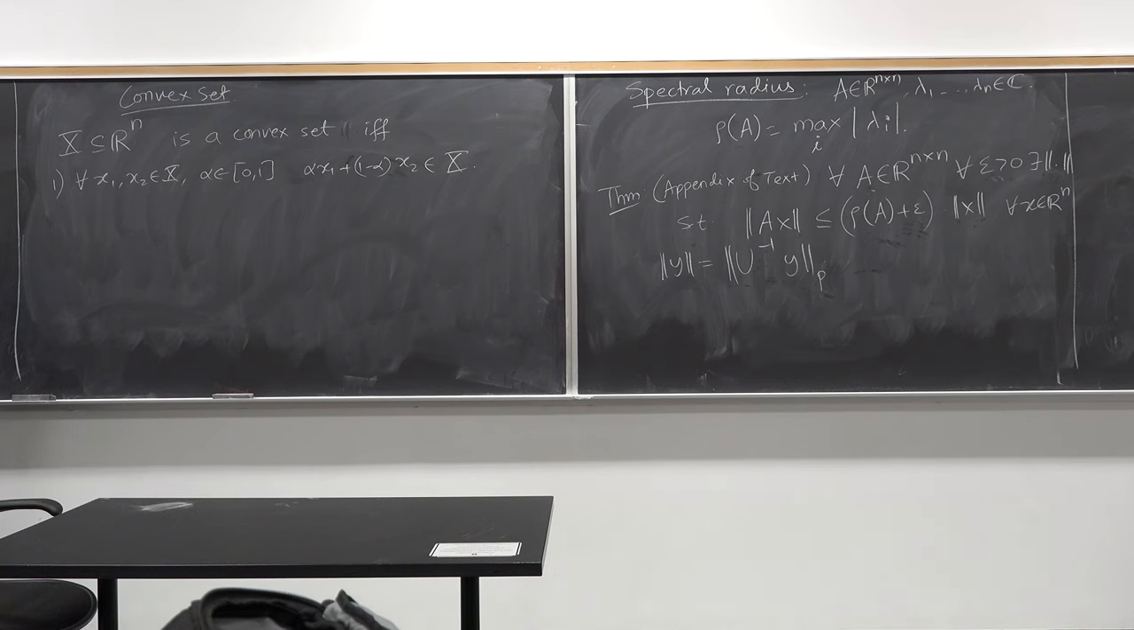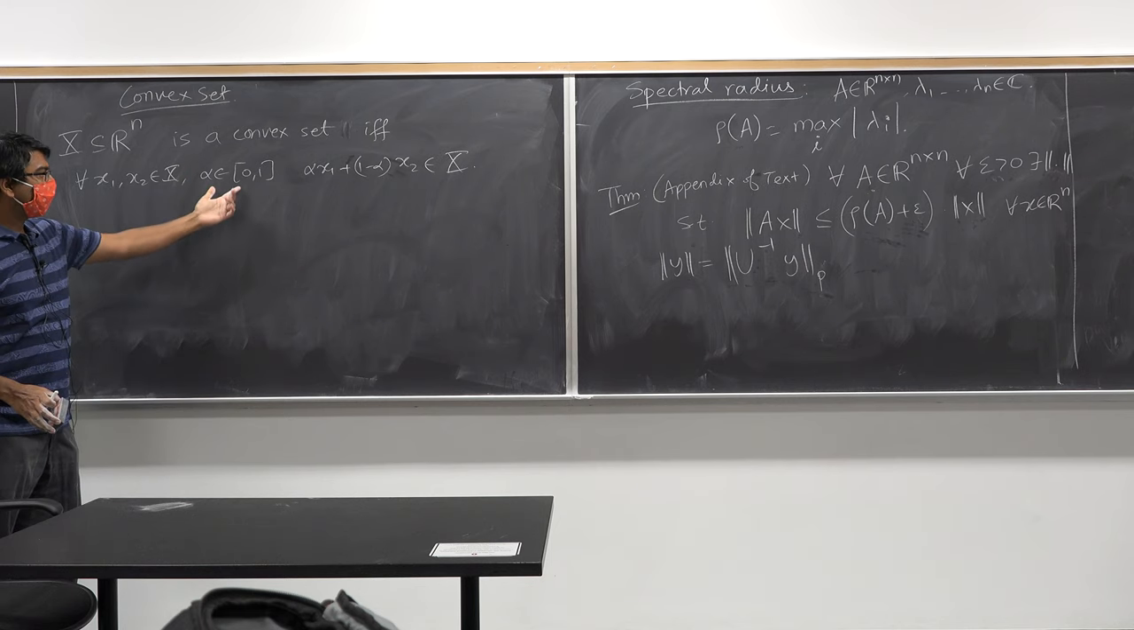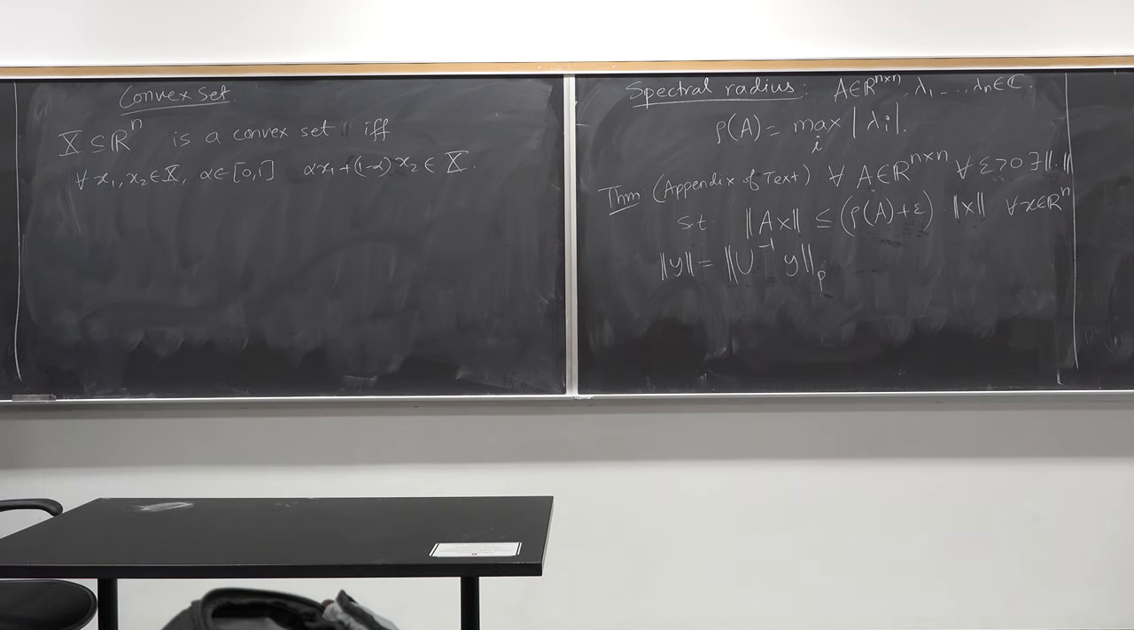Oh, sorry, not for a convex set. For a convex set, there is only one definition. For a convex function, there are three equivalent definitions. So X is a convex set if and only if this holds for every x1, x2 in X, for every alpha in 0 and 1. The line segment connecting x1 and x2 lies in the set capital X.